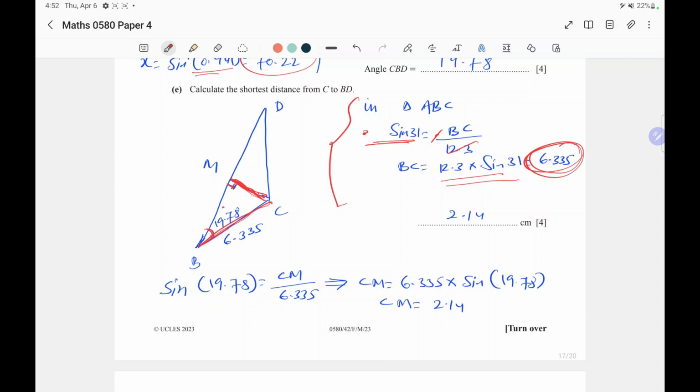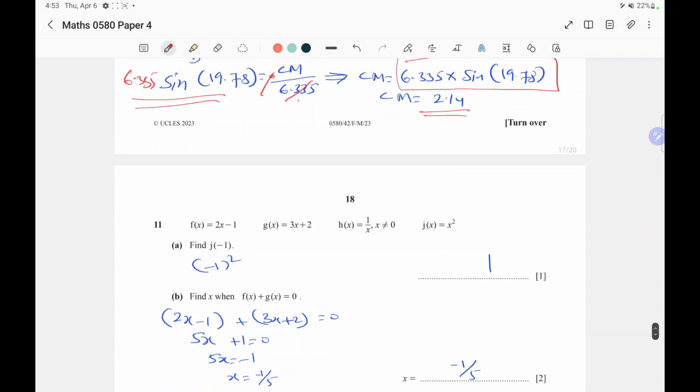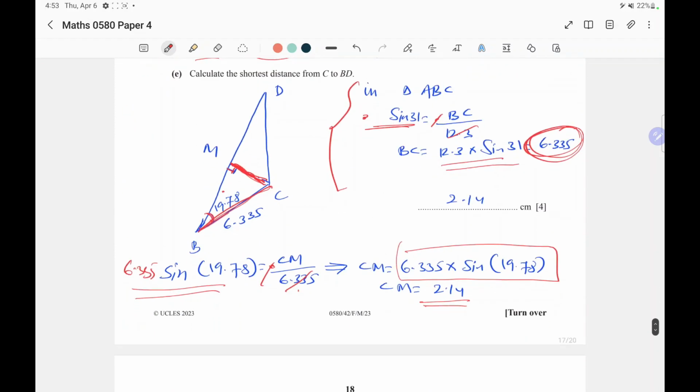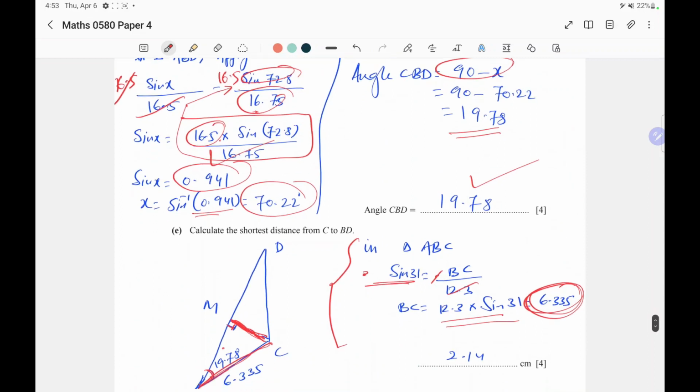So here sine of 19.78 is CM over hypotenuse, which is 6.335. Now just multiply 6.335 here, and as well as here, got cancelled. So CM is 6.335 times sine of 19.78. Just use calculator to get 2.14 cm. So that's the shortest distance. Okay, so I believe you understood.